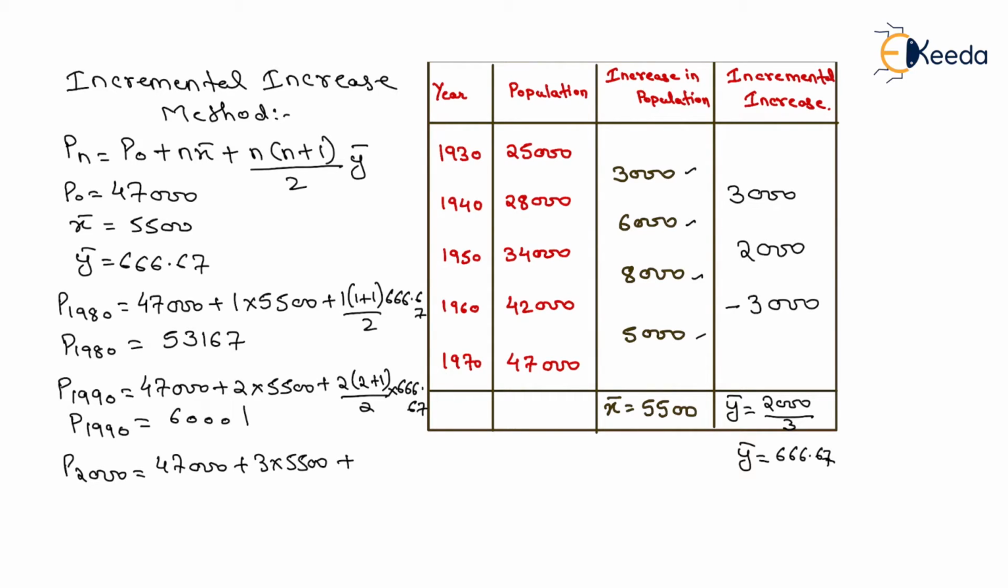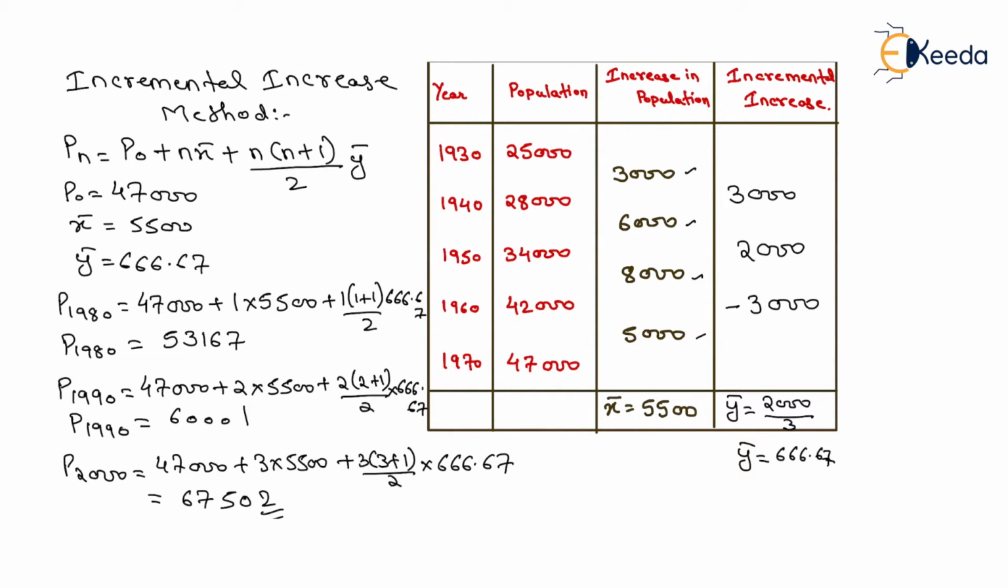Now we need to calculate the population of 2000, so it will be equal to 47,000 plus 3 into 5500 plus 3 into 3 plus 1 by 2 into y bar, that is 666.67. Now the value of population after 2000 will be equal to 67502. That will be the population after 1, 2 and 3 decades as per the incremental increase method. I hope that it is clear to all.